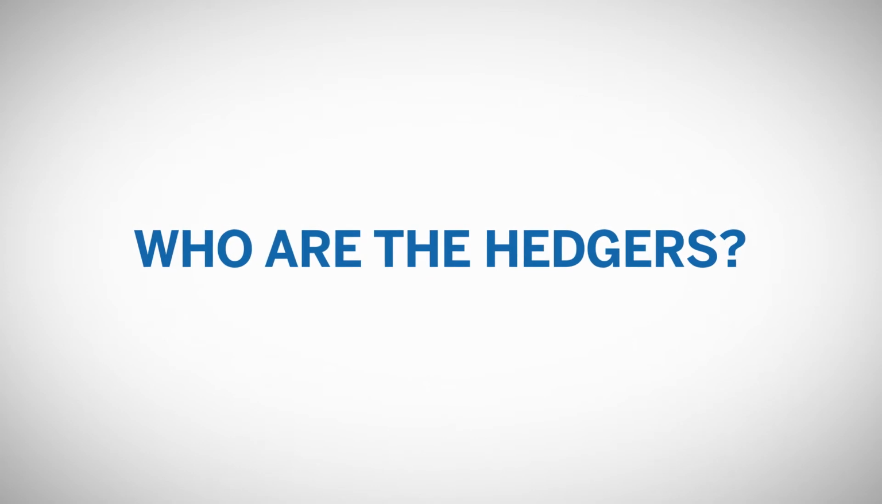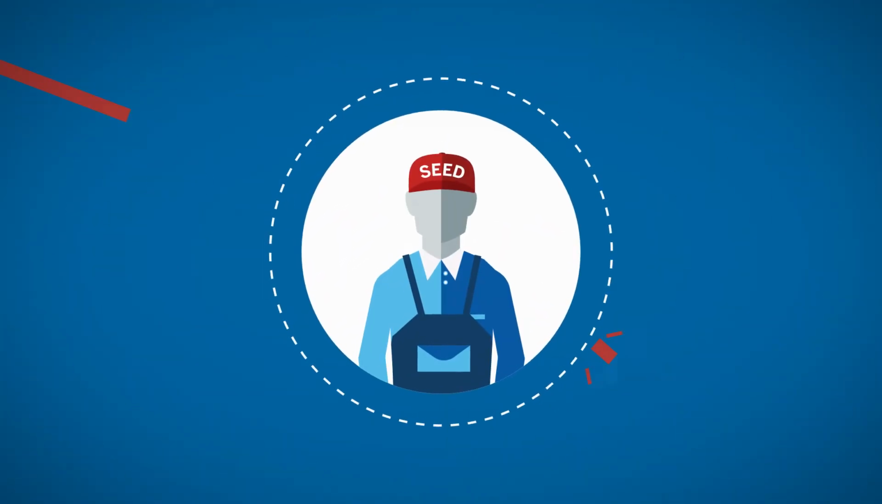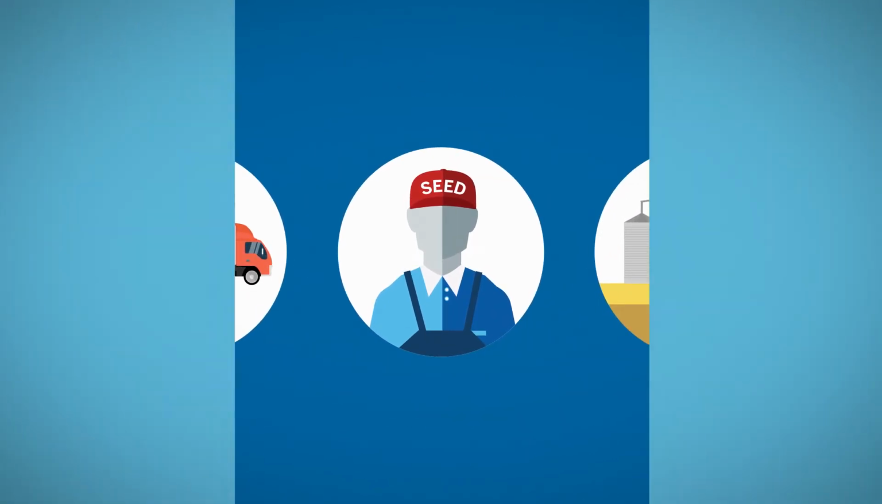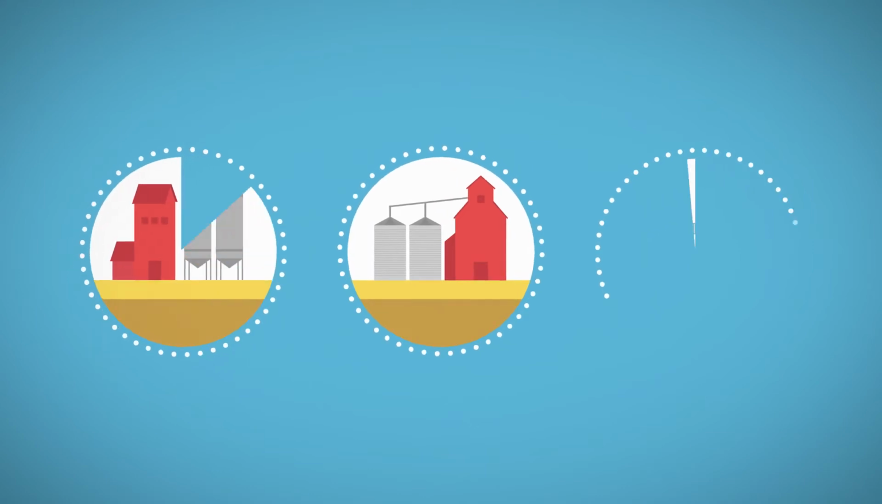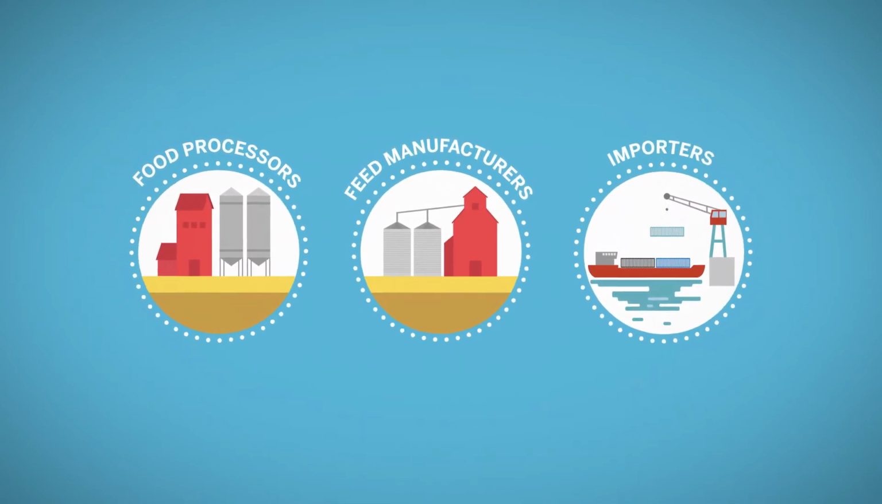Who are the hedgers in the grain market? Hedgers include those who need protection against declining prices, such as farmers, merchandisers, and grain elevators, as well as those looking for protection against rising prices, such as food processors, feed manufacturers, and importers.